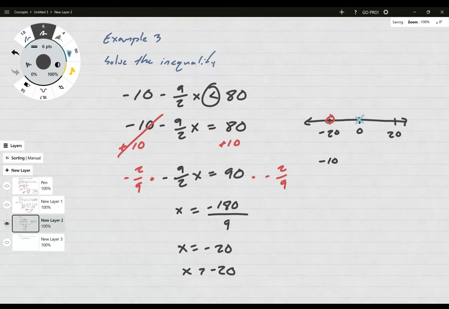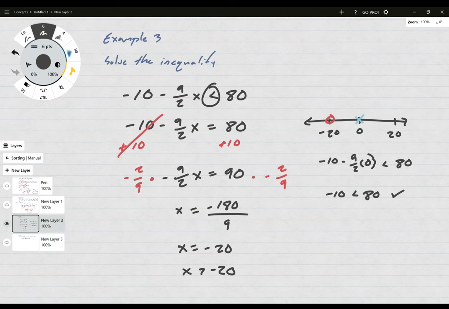So negative 10, subtract 9 over 2. 0 is my x value. So plug that in, equals 80. When we multiply, not my equation, my inequality. My original inequality was set to less than. So negative 9 halves multiplied by 0 is just 0. So all I have left is negative 10 is less than 80. That checks out. That's good.